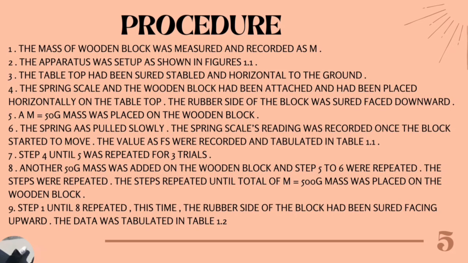Another 50 gram mass was added on the wooden block and steps 5 to 6 were repeated. The steps were repeated until a total mass of 50 grams was placed on the wooden block. Lastly, steps 1 until 8 were repeated. This time, the rubber side of the block was facing upward. The data was tabulated in a table.